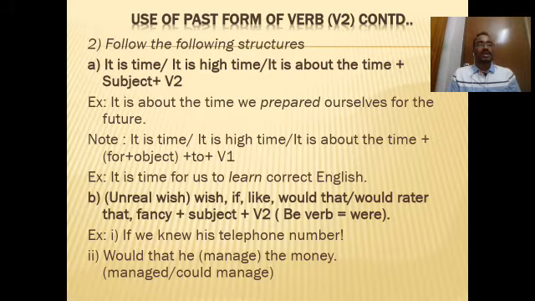Let us read another rule, that is unreal wish, or unreal past. The words are wish, if, like, would that, would rather that, fancy. After these words or phrases, we use one subject and then the verb's past form. In that case, if you find a be verb, then irrespective of the subject, we always use were. So let's have some examples.